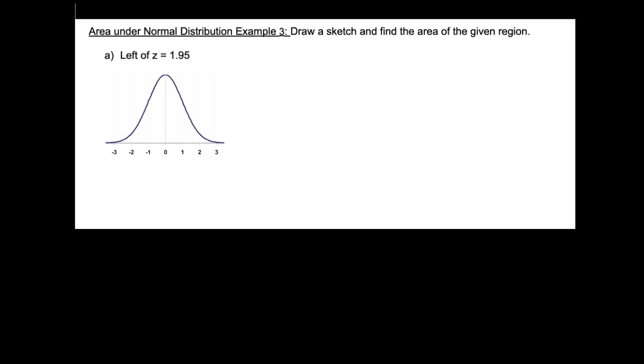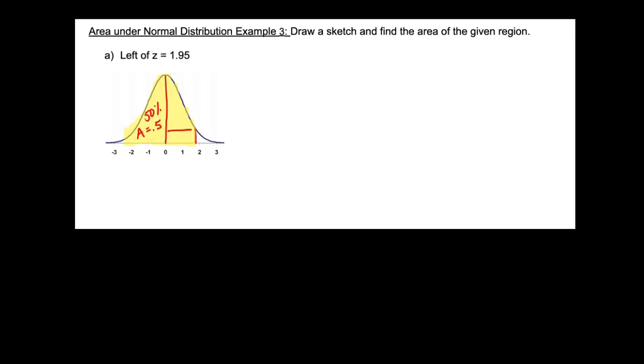So 1.95 is almost at 2, so I'm going to draw a line almost to 2 on the number line, and then we want the area to the left of that. So I'm going to shade everything to the left. And always look out for anytime you shade an entire side of the normal curve. We've got 0 in the middle. The entire left-hand side is 50%. So we know that area, the decimal equivalent of that, is 0.5 or 0.50. So that side is done.